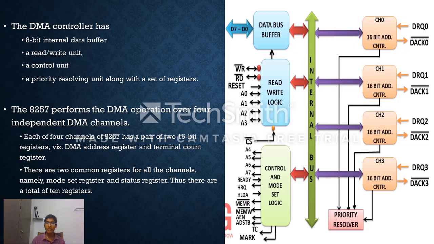As I have said earlier, the DMA 8257 has four channels, and each channel has a pair of two 16-bit registers, which are an address register and a terminal count register. And also there are two common registers for all the channels, namely the mode set register and status register. So there are four channels and each has two, so 4 into 2, and all four have two common registers, so there are a total of 10 registers. And basically the common registers, mode set register and status register, are used for deciding priority and so on.